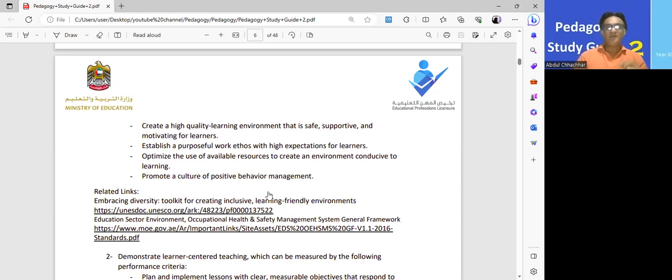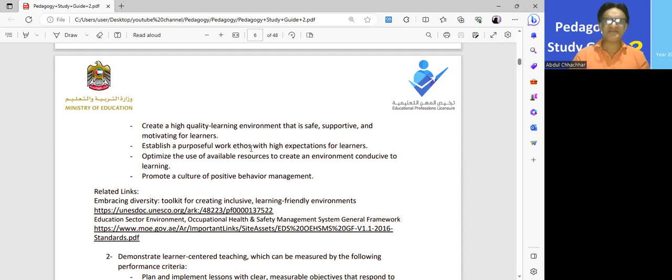Second thing, purposeful work ethos. The teacher has to set the standards and benchmarks in the classroom for how students have to work, okay, collaboratively and in peer work. There should be expectations from the students. After the 55 or 35 minute lesson, what are you expecting from the students, okay? So if you have knowledge and you have planned, now it's time to implement. So in implementation, you set the goals.